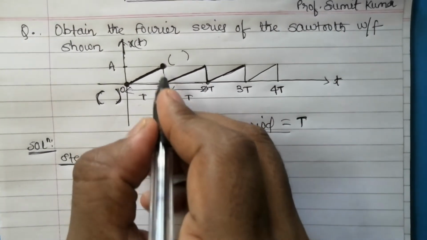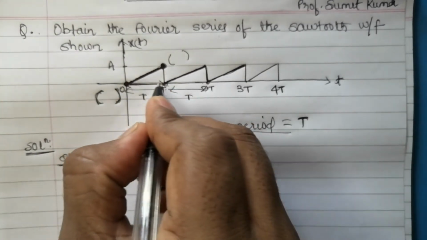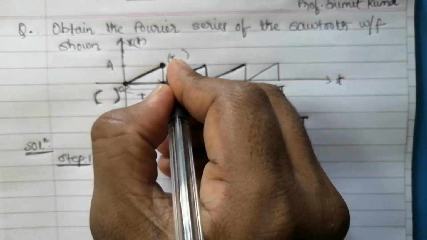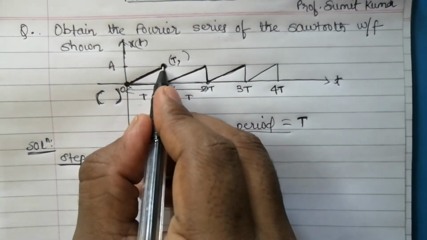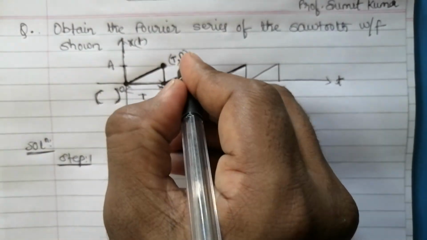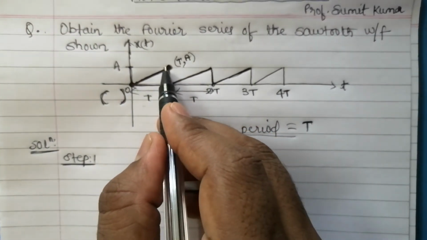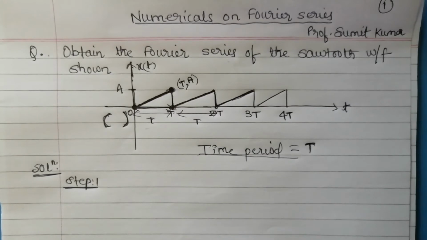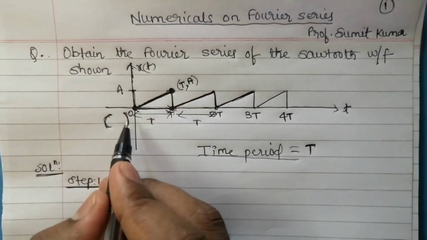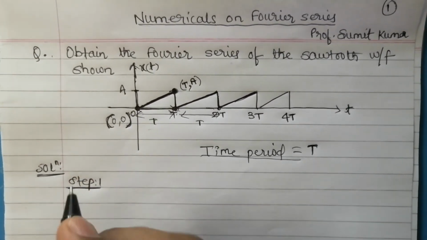So for this particular point, this is the x axis and this is y. This distance is t, so the x coordinate is t, and this length is a, given. So the y coordinate is a. These are the coordinates of this particular point. Similarly, what are the coordinates of this point? This point is at the origin of the x-axis and the y-axis, so both coordinates x and y are 0, 0.